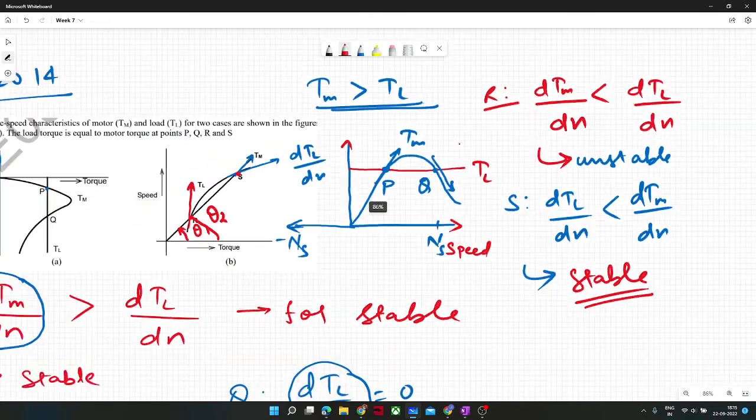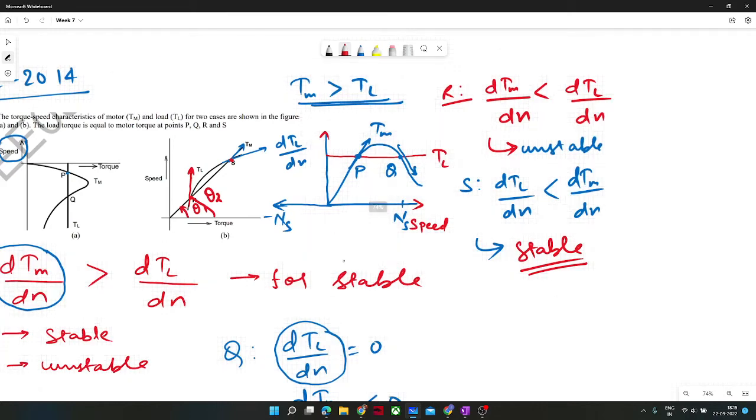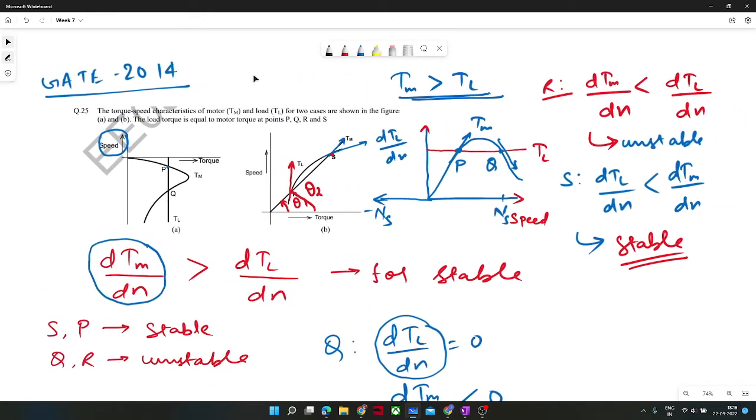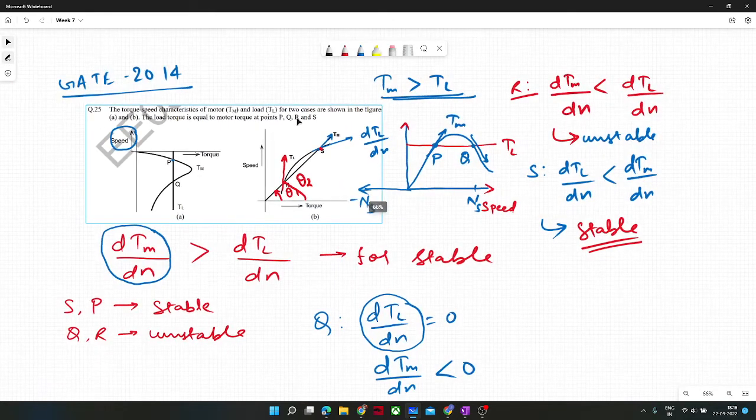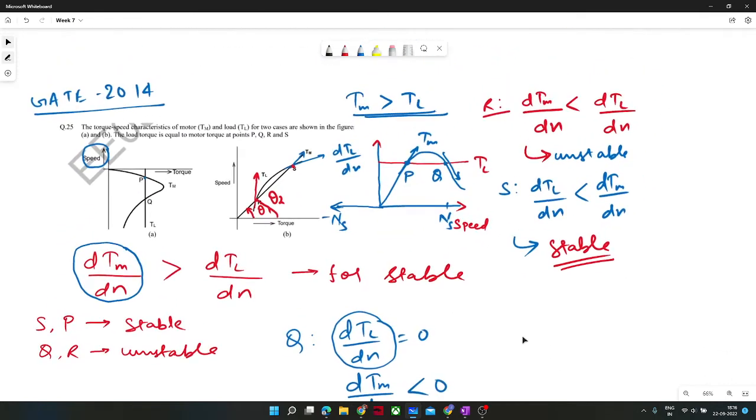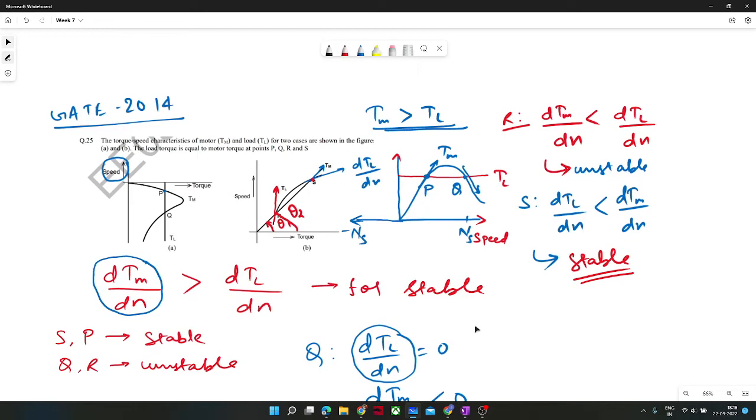In GATE, generally this type of problem came, and there is more theory and more concepts behind it, but I don't think it is worth discussing here because that is not necessary. This would help you. So any doubt in this?